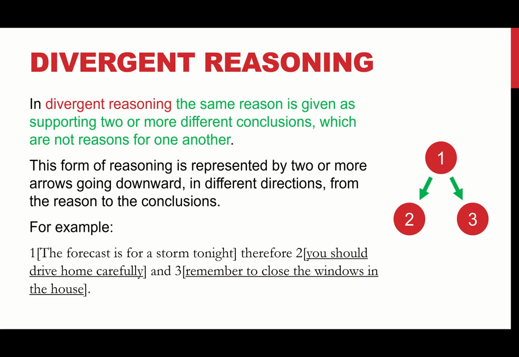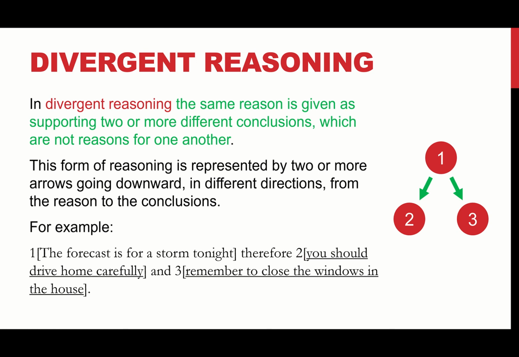All right, divergent arguments. In divergent arguments, you have the same reason providing support for 2 or more different conclusions, which are not reasons for one another. So this is a pretty rare argument, to be honest, but it happens. So you have one reason leading to 2 conclusions, and so you have this unique scenario where you actually have 2 statements underlined. So let's have a look.